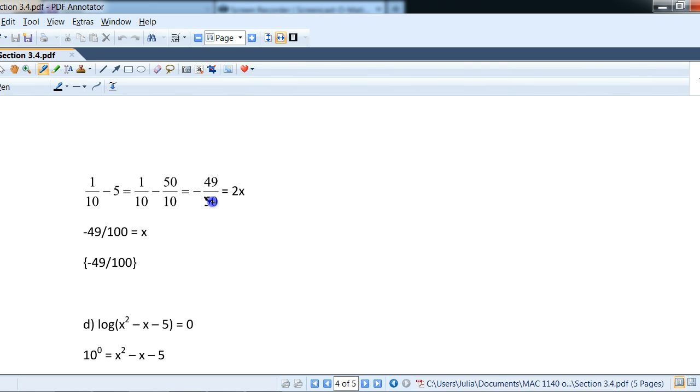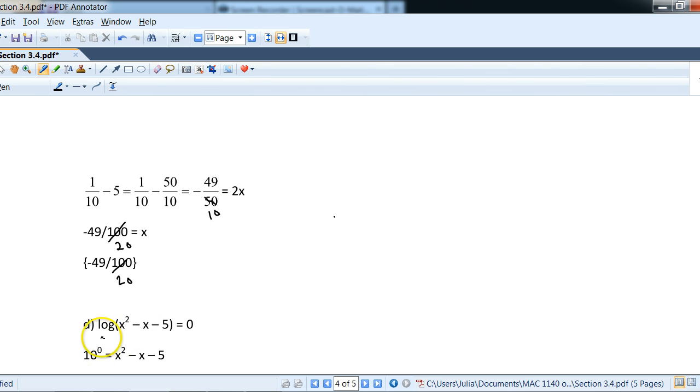I think there's a minor typo here. Let me fix this. It should be 10 as the same denominator. So I'll just put 10, and that equals 2x. So if you divide by 2, that shouldn't be 100, it should be 20. So negative 49 over 20. So make a note of the typo. Okay, so if we divide, yep.